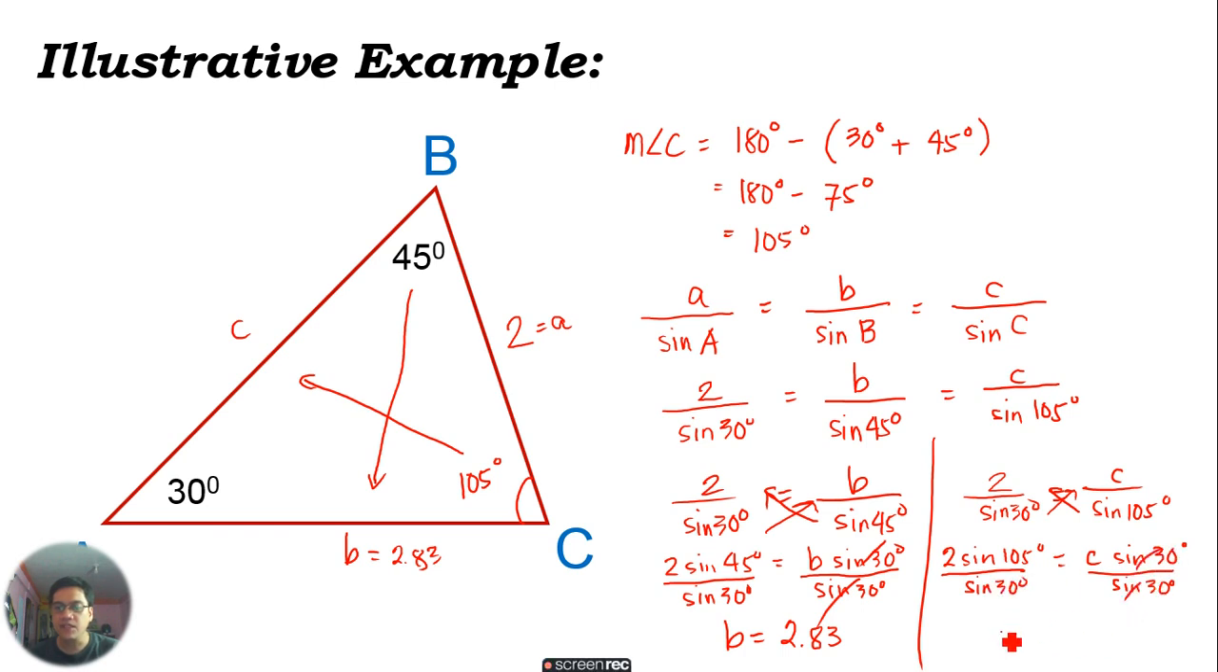So what remains is C. Let's again input that in our calculator. So we have 2 sine 105 degrees over sine 30 degrees, and our answer is 3.86. So the value of C is 3.86. And we're now complete with the missing angle and the missing sides of this triangle.